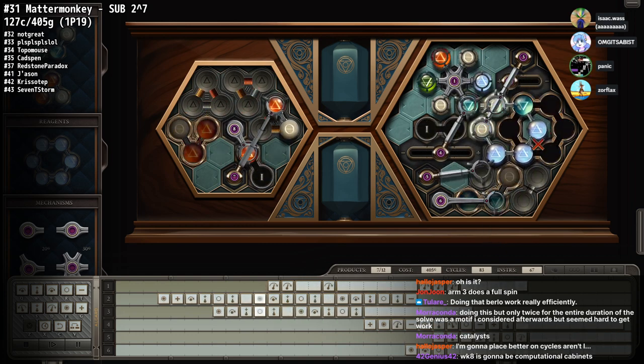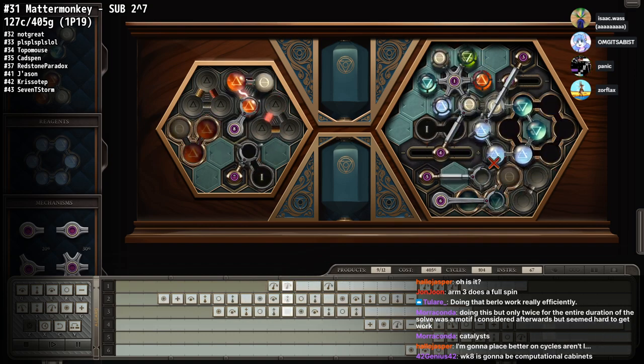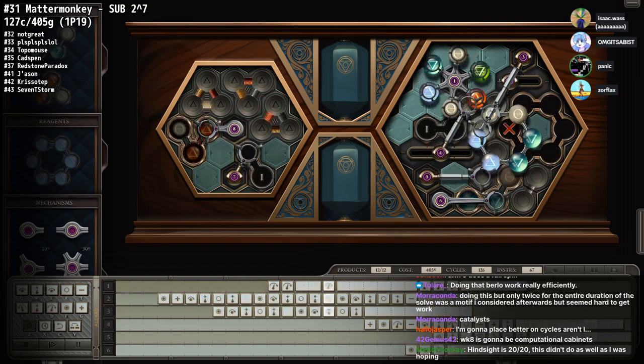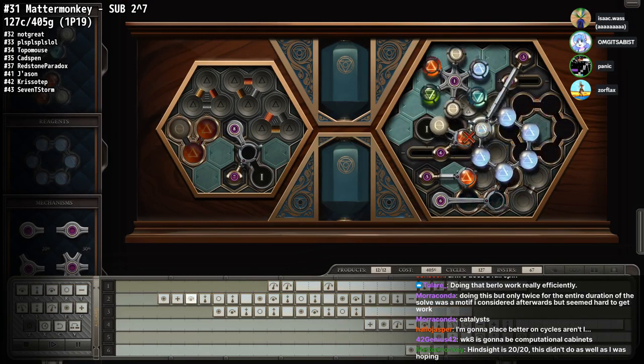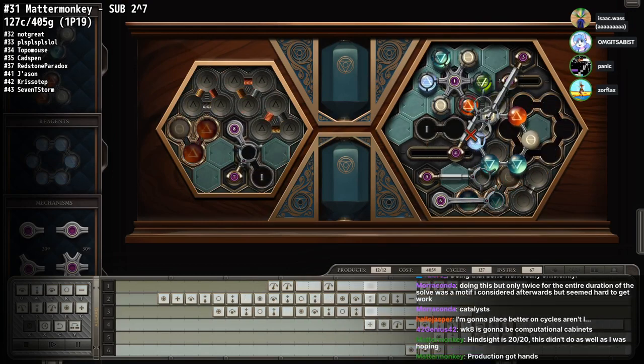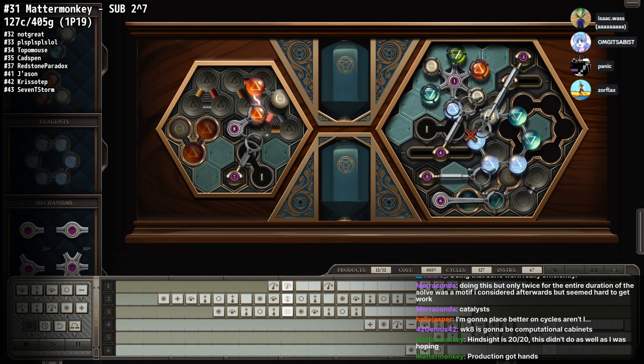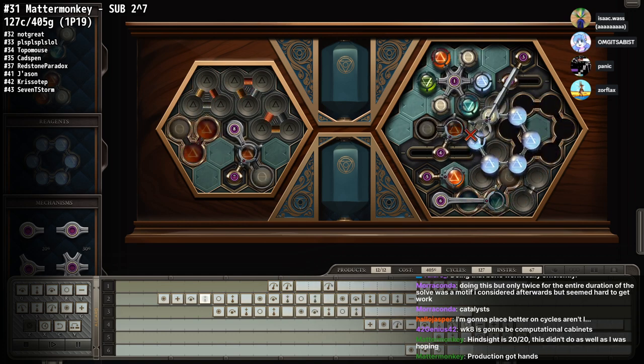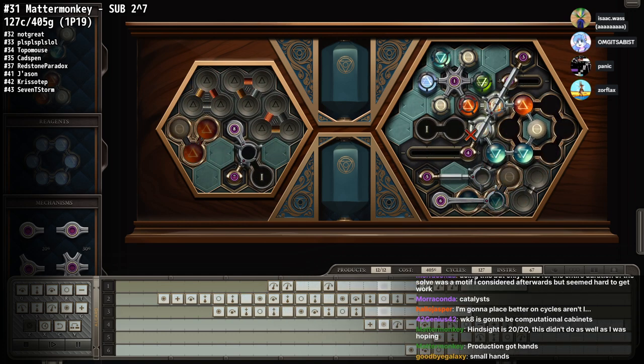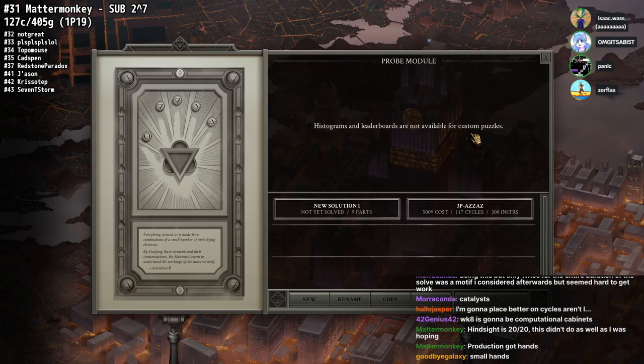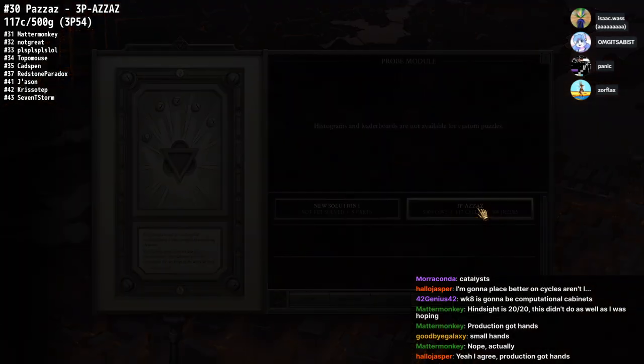Yeah, this is like turning the wheel into all the stuff you need for the two outputs and then breaking it apart. It seems like Matter Monkey worked on pig first. Mm-hmm. Production got hands. Alright, now we got a small hands. 10-cycle drop.